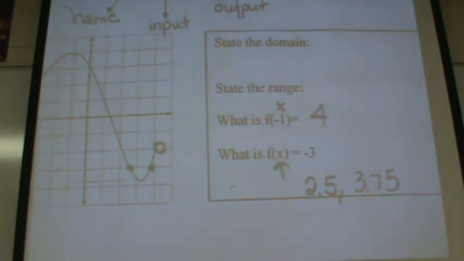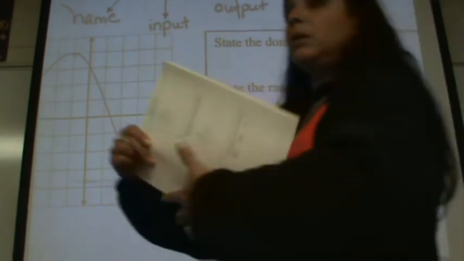Okay, so for homework, I have some problems I need you to practice. We will do more of this interval notation tomorrow.